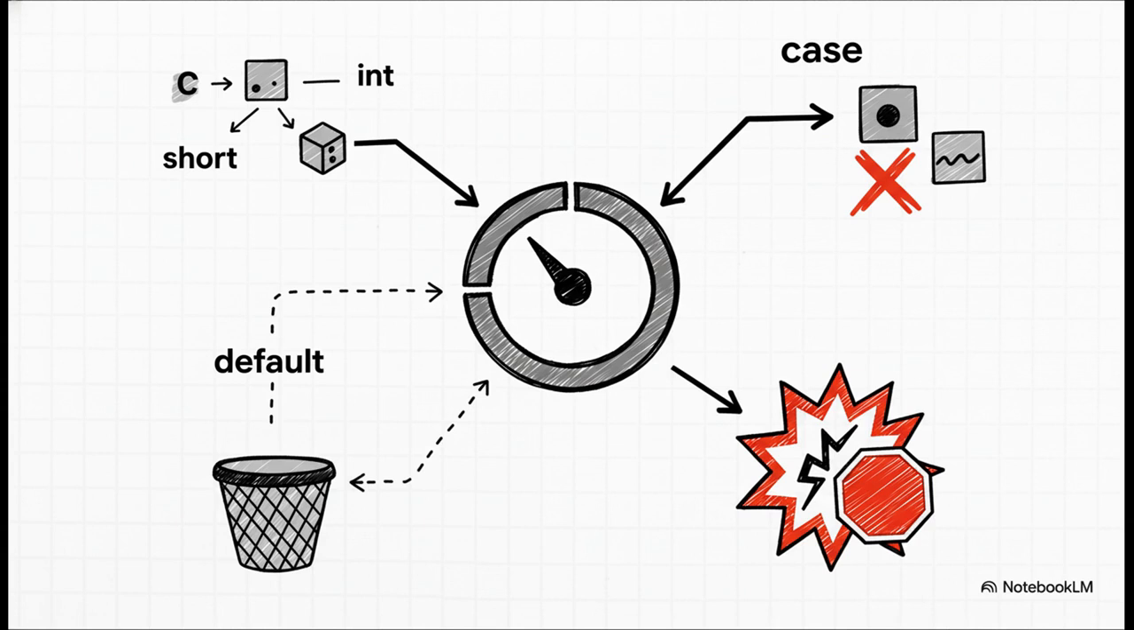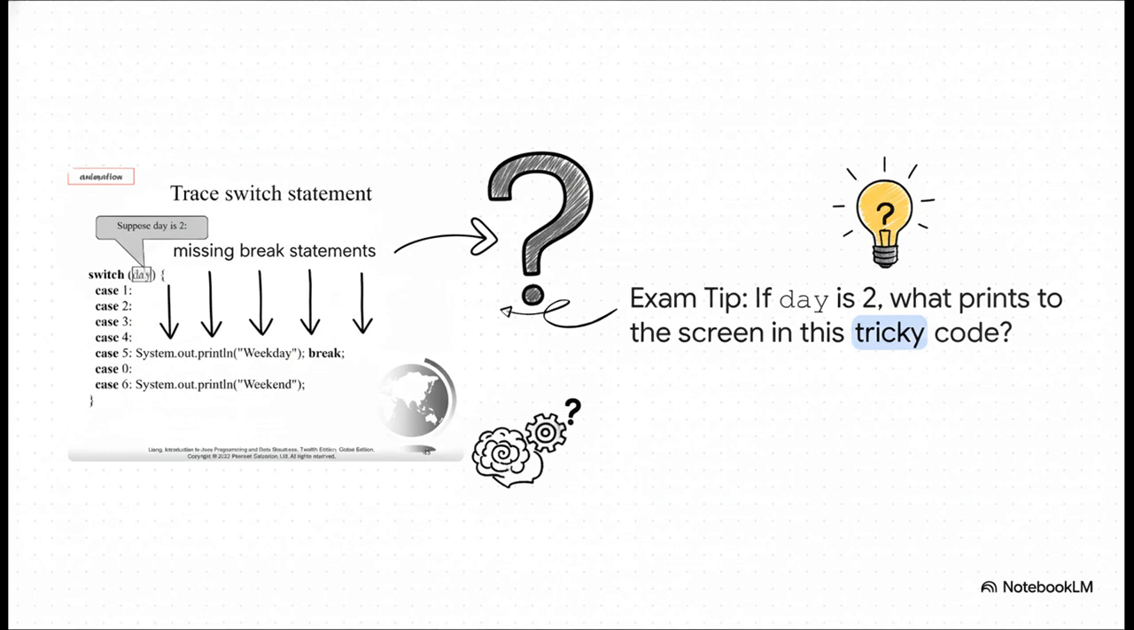And here's a perfect example of one of those trick questions. Let's say we have an integer called day, and its value is 2. What is this piece of code going to print? Now look very, very closely. See what's missing after case 1, case 2, case 3, and case 4? There are no break statements anywhere.